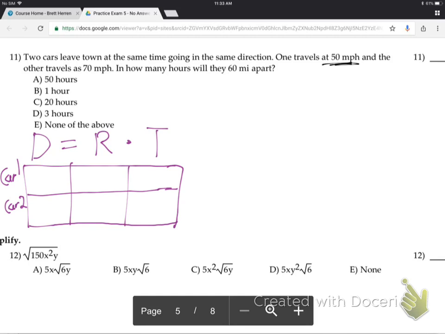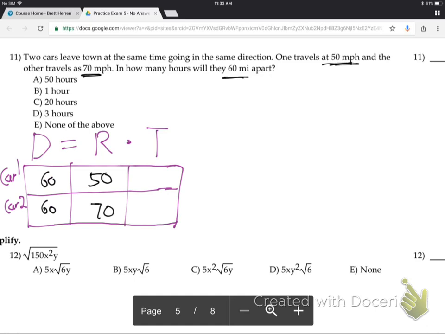One's going 50 miles an hour. Is that distance, rate, or time? That's a rate. 50. The other's 70 miles an hour. That's the other rate. And how many hours will they be 60 miles apart? 60 miles. Is that a distance, rate, or time? That's on the other side of your equal. It's a distance, but I can't put it there and I can't put it there.